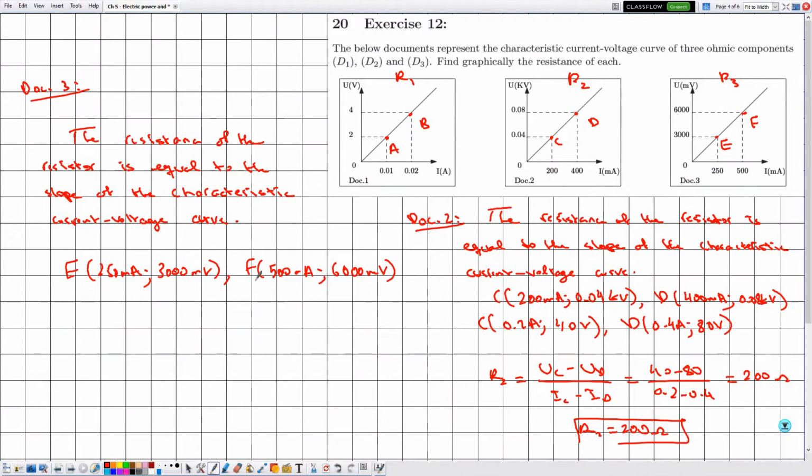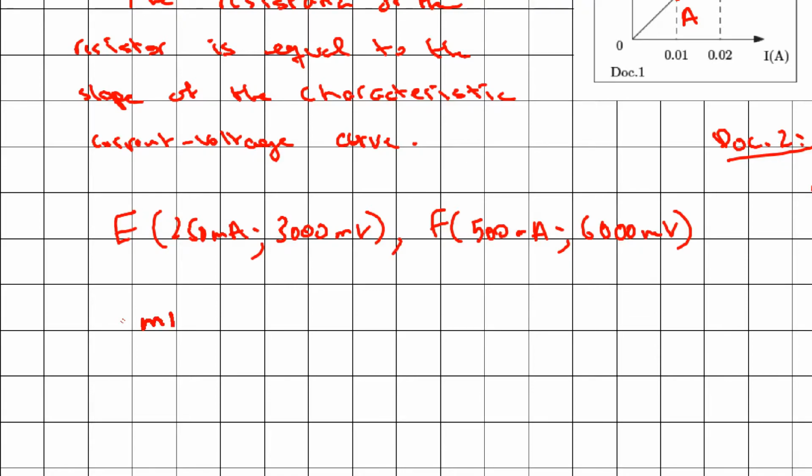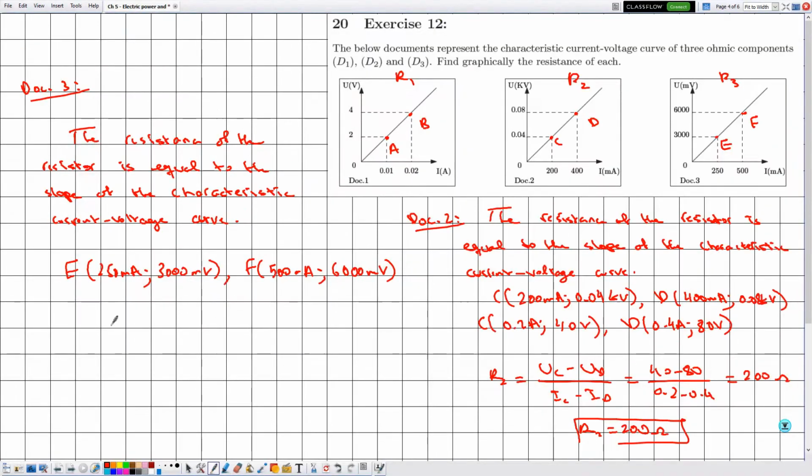Now the next step is to make sure that these values are in the SI. Notice that they are not in the SI. In order to convert from milliamps to amps, we divide by 1000. And in order to convert from millivolts to volts, we divide by 1000. Then the value of E is given by 0.25 amperes and 3 volts. And the value of F is given by 0.5 amperes and 6 volts.